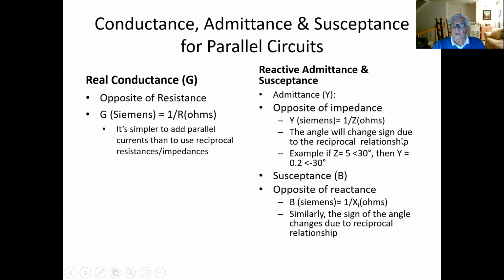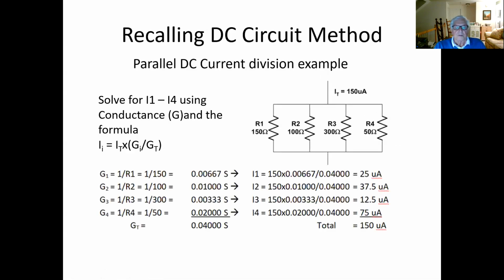And the angle will change sign due to the reciprocal relationship. So if Z is 5 at 30 degrees, Y is 1 over 5, or 0.2, at minus 30 degrees. Susceptance is basically just another word for the opposite of reactance, and it represents 1 over X. B is in Siemens and X is in ohms. And basically, if you recall, this is a way of measuring total currents running in the different branches.